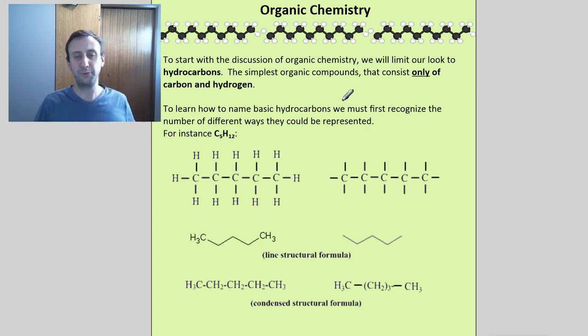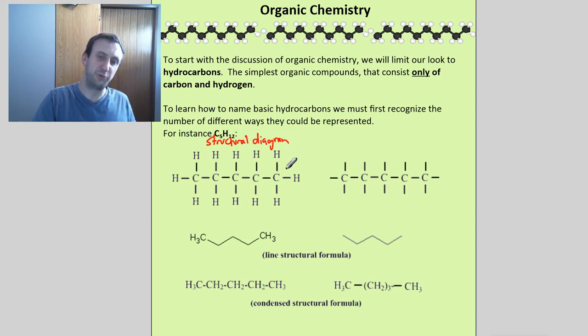So we have a few different ways that we can draw different structures. This is a full structural diagram right here. So this is showing every single bond between carbon and hydrogen, and also the carbon-carbon bonds. Most of the time what we're going to do is condensed structural formulas, where I'm showing the carbon to carbon bonds with these lines, but I'm not showing the carbon to hydrogen bonds.